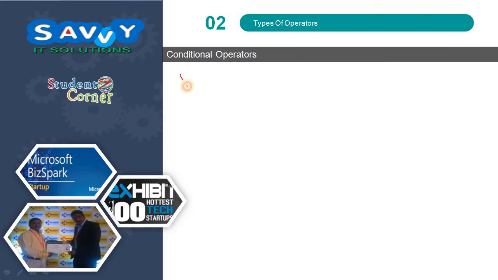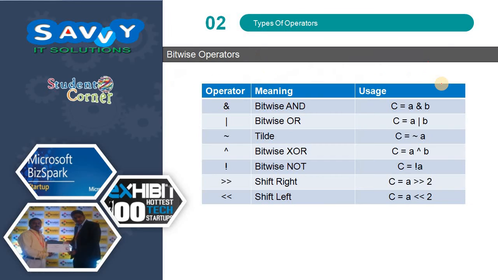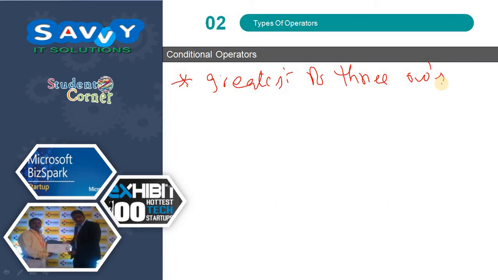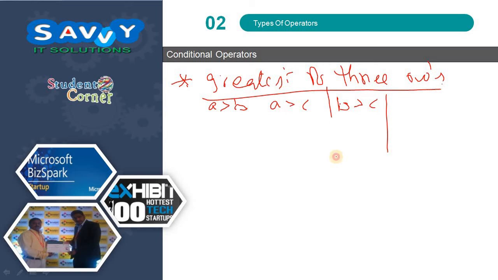One more program is greatest of three numbers. Here we need to check three conditions: A greater than B, A greater than C, and B greater than C. And finally we are also making it as the result.